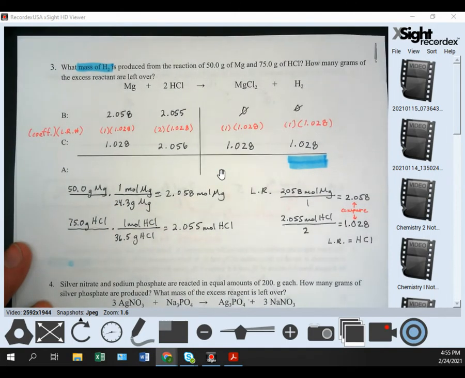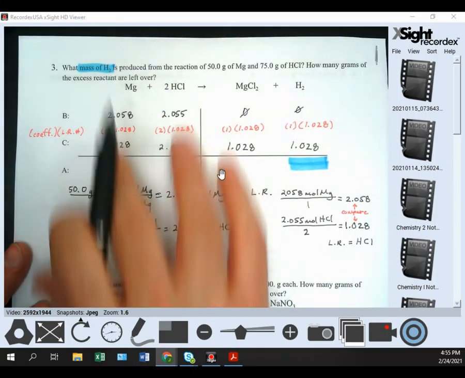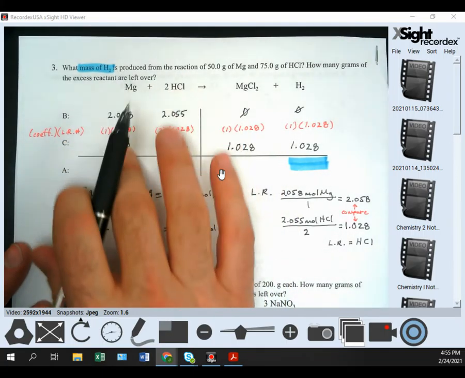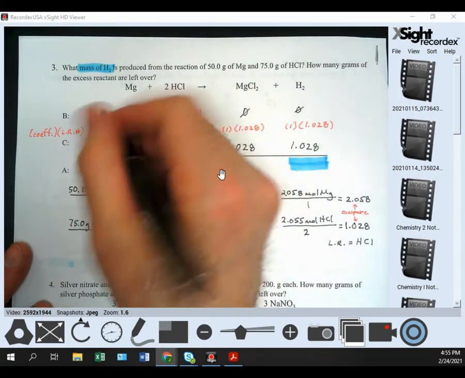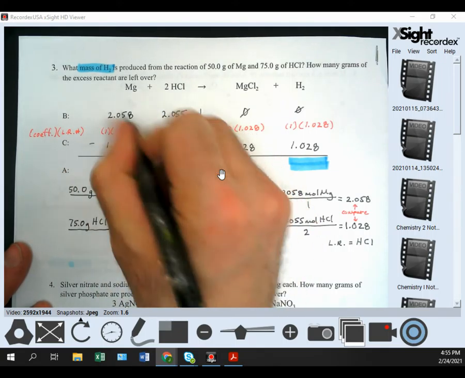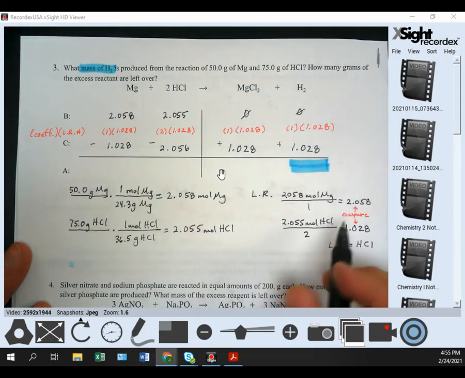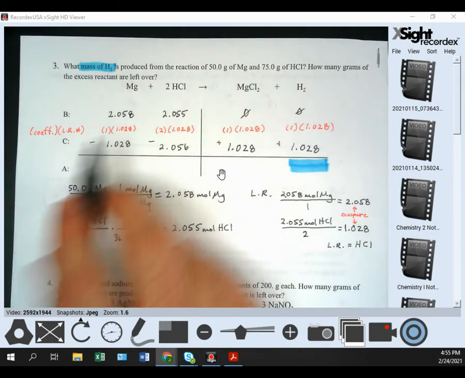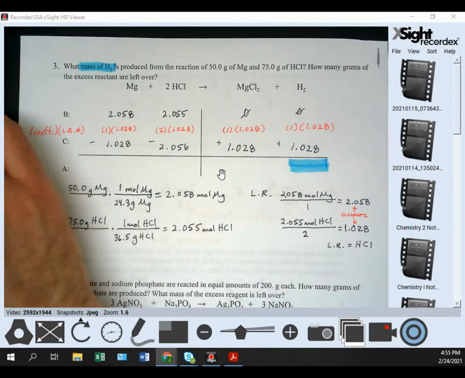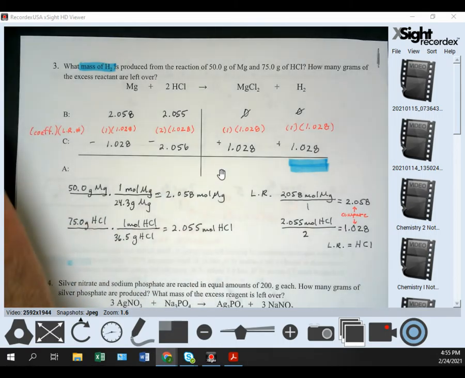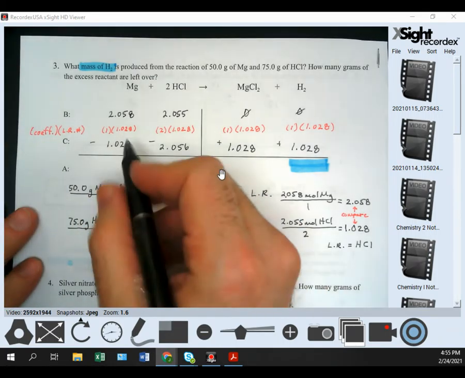All right, now our after row. The after row, remember, is real simple. You subtract reactants, before minus change, and we add products. So 2.058 minus 1.028 gives us 1.030.